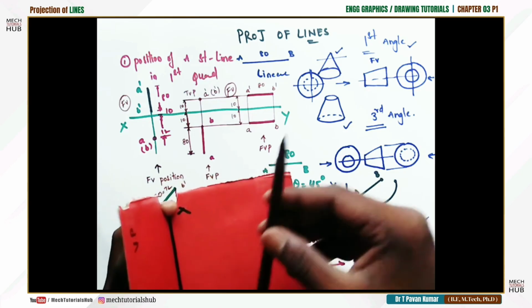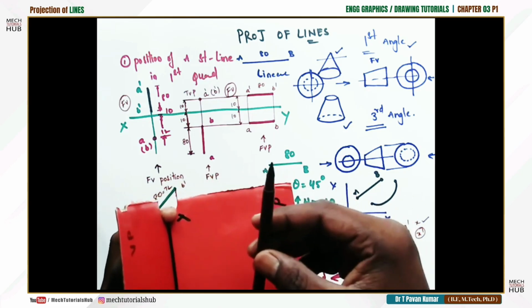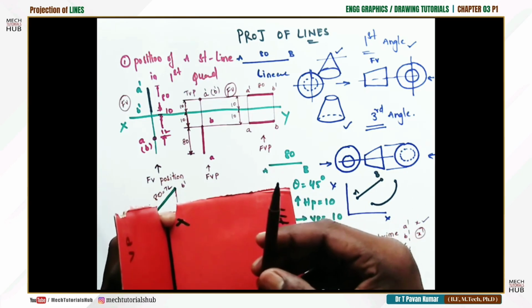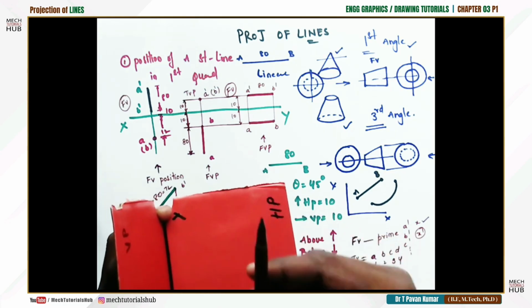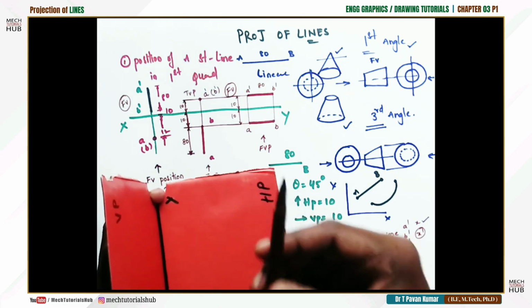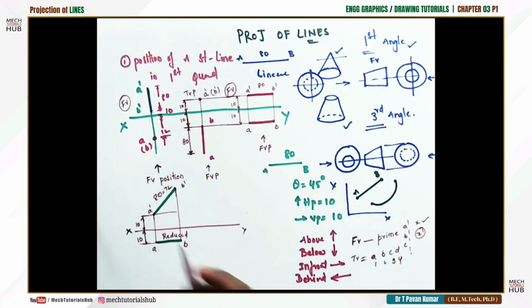So when the line is maintaining 45 degrees, you can't see the true length from the top. You can see a reduced length, and we don't know what that reduced length is. That we need to calculate. Once you take the projector lines and join these two, if you measure the distance from A to B, that is your reduced length. He may ask you to write the reduced length distance also in some cases.